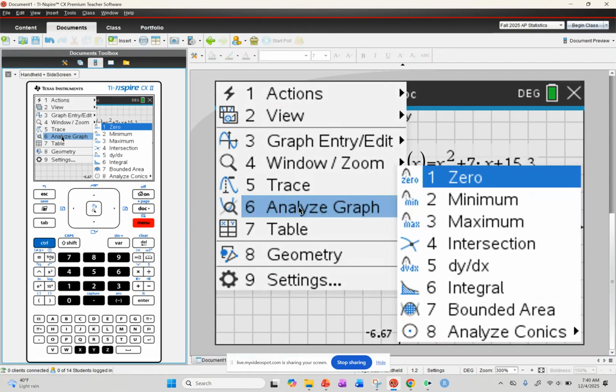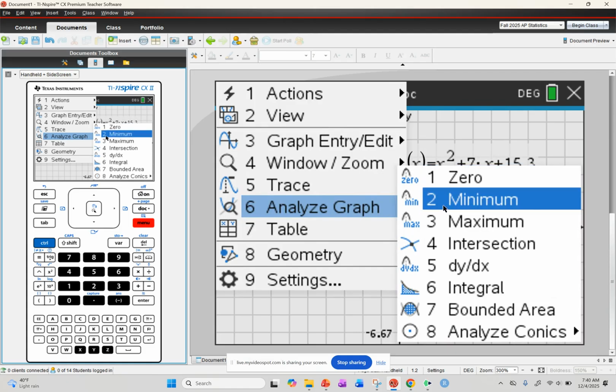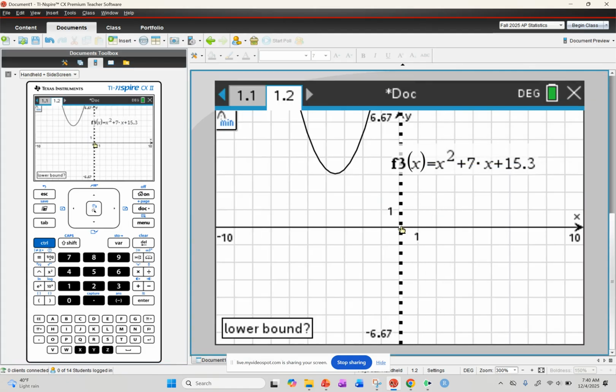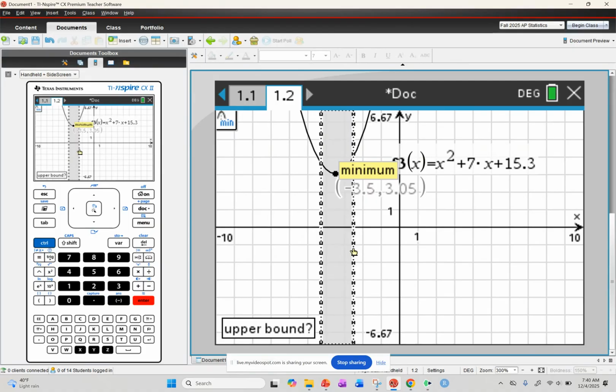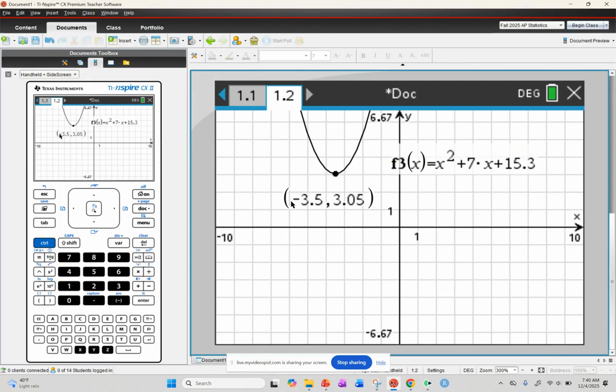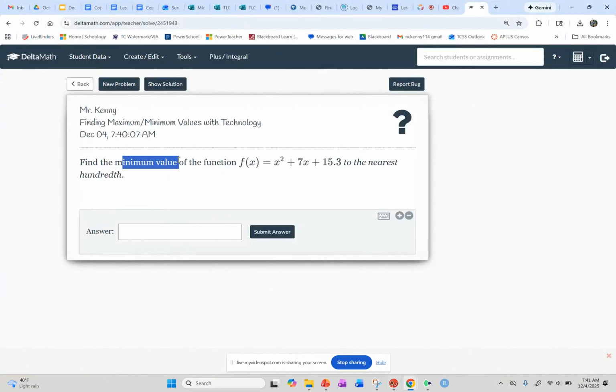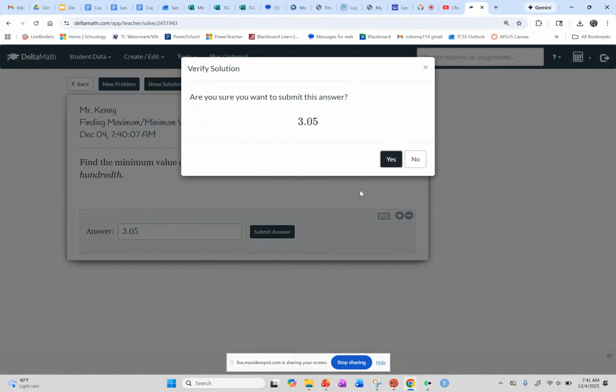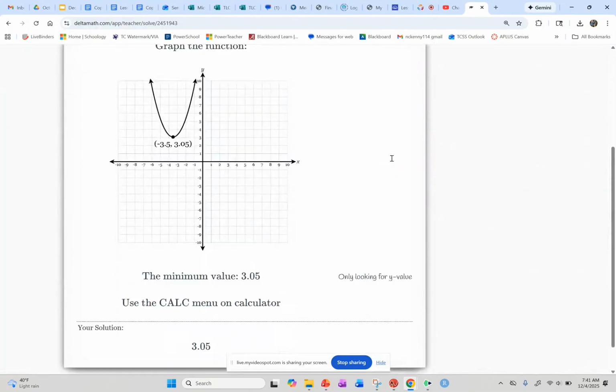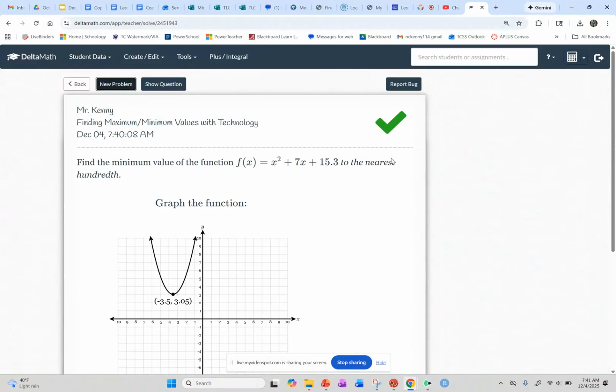A good note there is, hey, it'd have imaginary zeros, but what I want is a minimum. Whenever it asks for extrema, remember extrema is a catch-all word for minimum and maximum, but now lower bound, I want to go to the left of my minimum, hit enter, and to the right of my minimum, and hit enter. Now please note, it gives me two values, an x and a y, but when we say minimum value, that is specifically the output, and I want to the nearest hundredth, so 3.05. There it is. So only looking for the y value. That's it. Use that technology to your advantage.